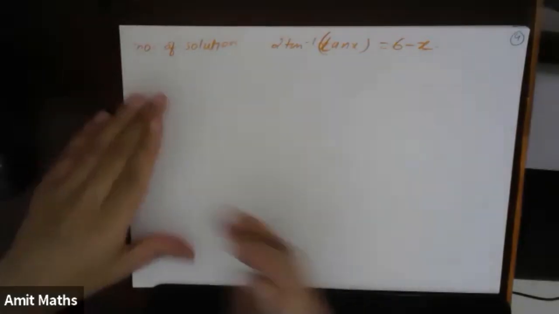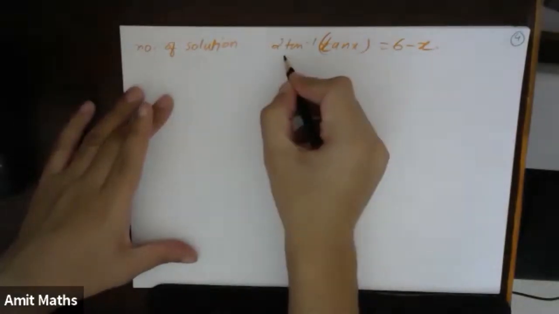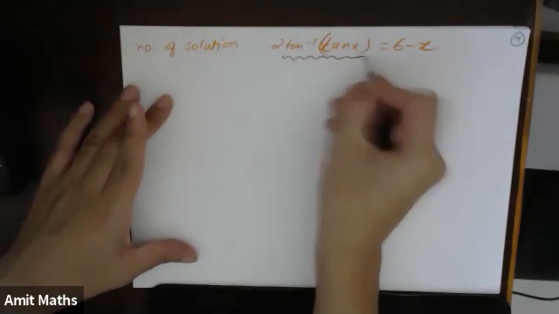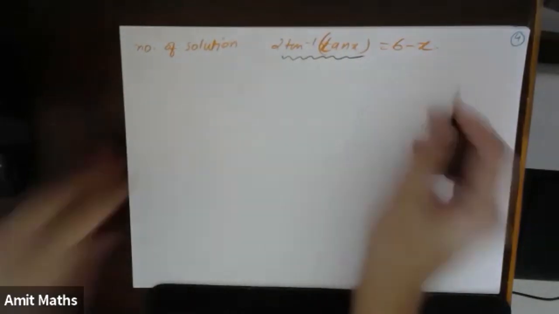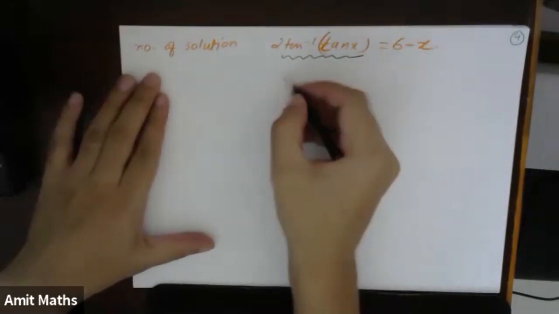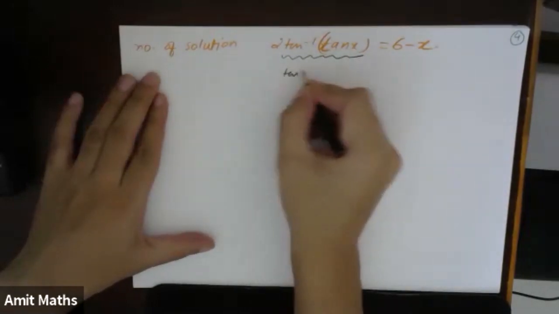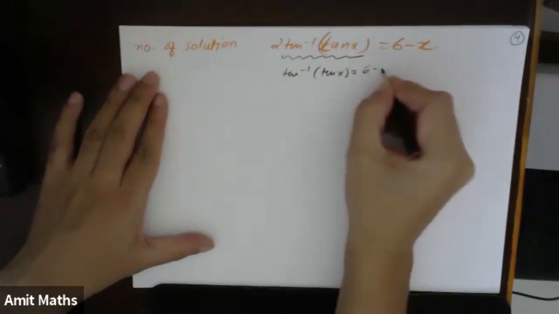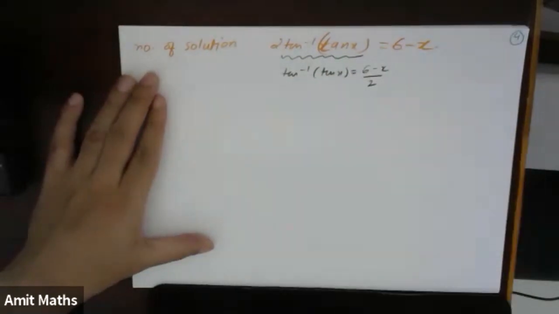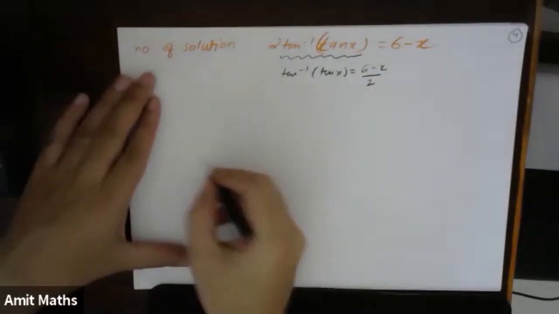Okay, so let's solve this one. Basically they are asking 2 tan inverse of tan x should be 6 minus x. Indirectly what they are saying is that tan inverse of tan x should be equal to (6 minus x) by 2. Now what will I do?